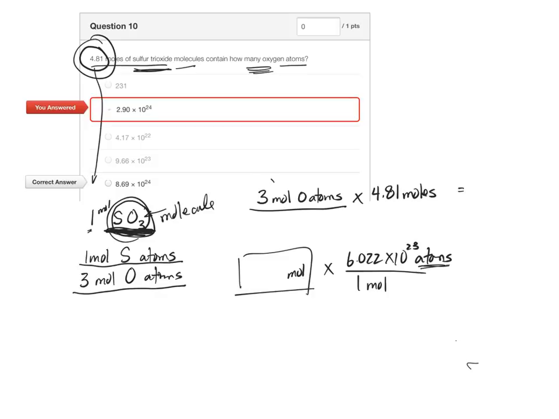So I need to take this number here because there's 3 in the sulfur trioxide. There's 3 atoms of oxygen in each molecule of sulfur trioxide. Times that by how many moles they said we started with, and then multiply that by the 6.022 times 10 to the 23rd. Hopefully that helps with the question.